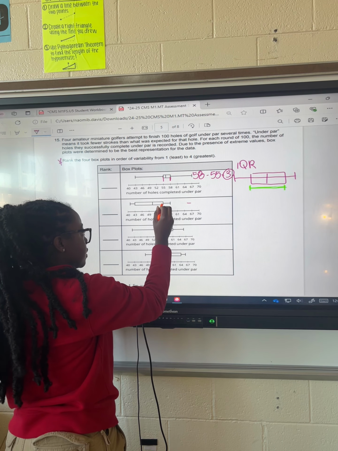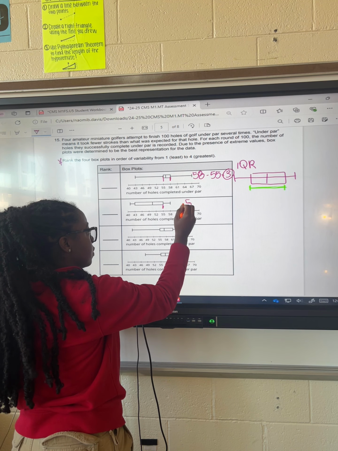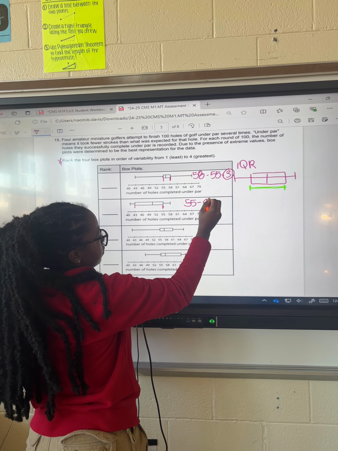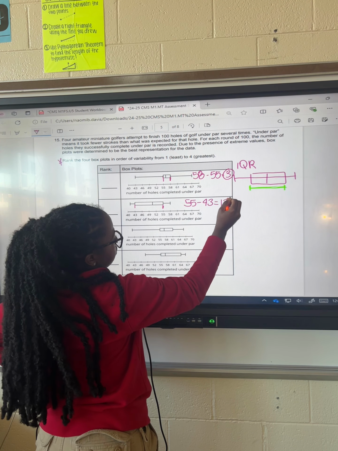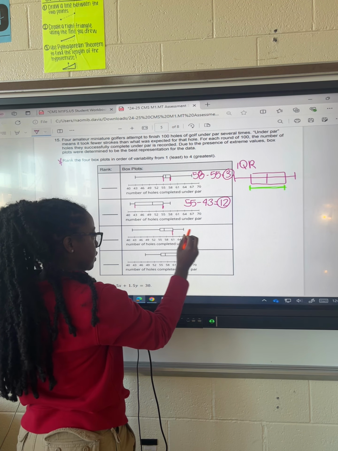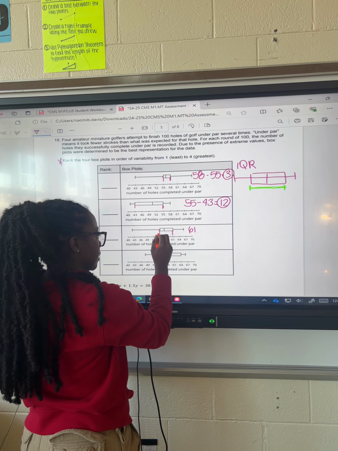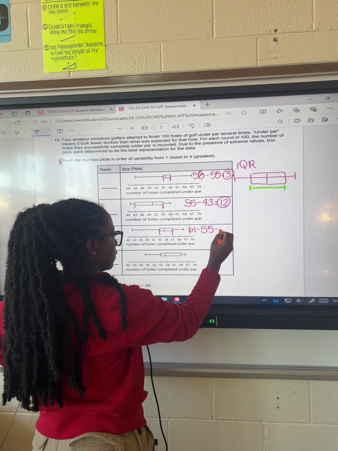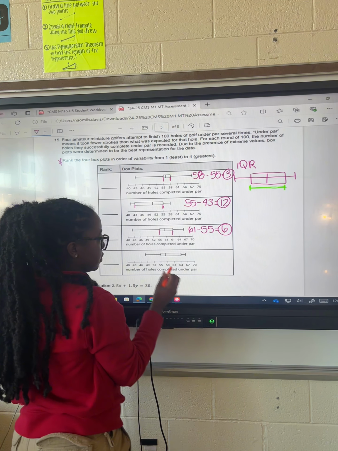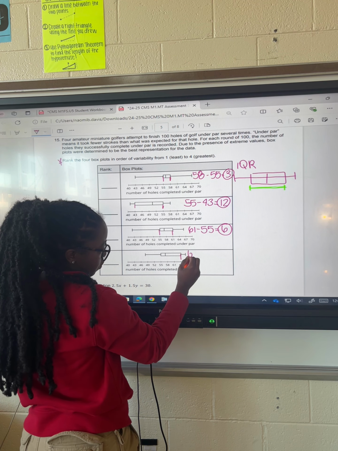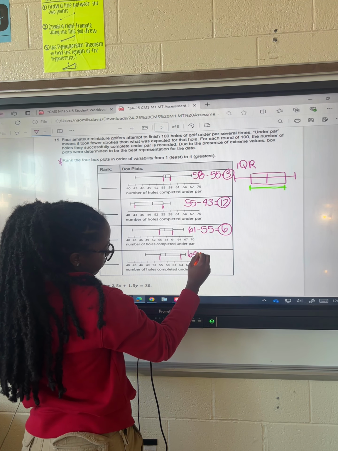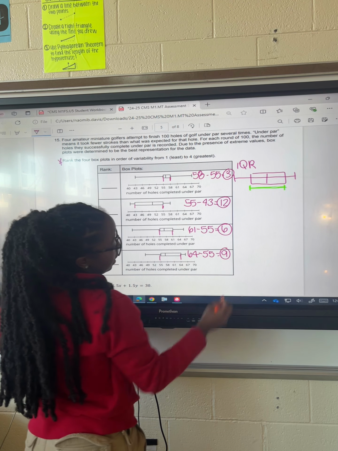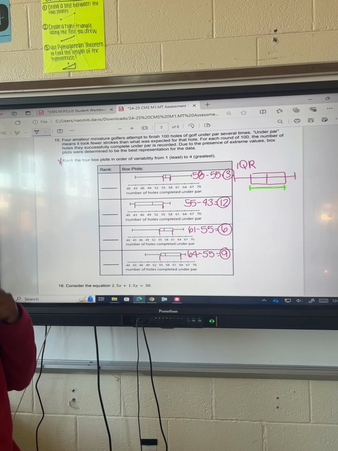Bam. This Q3 is 55 minus Q1, 43, 12, okay? Q3 is 61 minus 55, 6. This Q3 is 64 minus 55, 9. Now it's easier for me to rank them least to greatest.